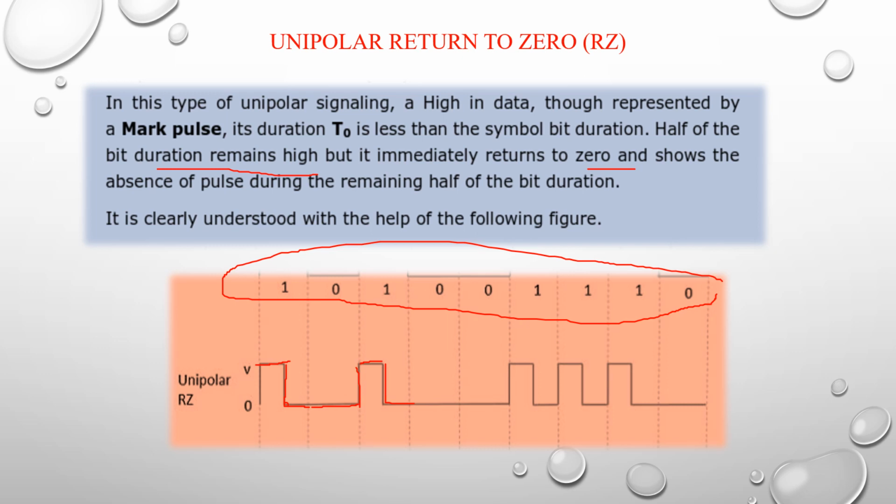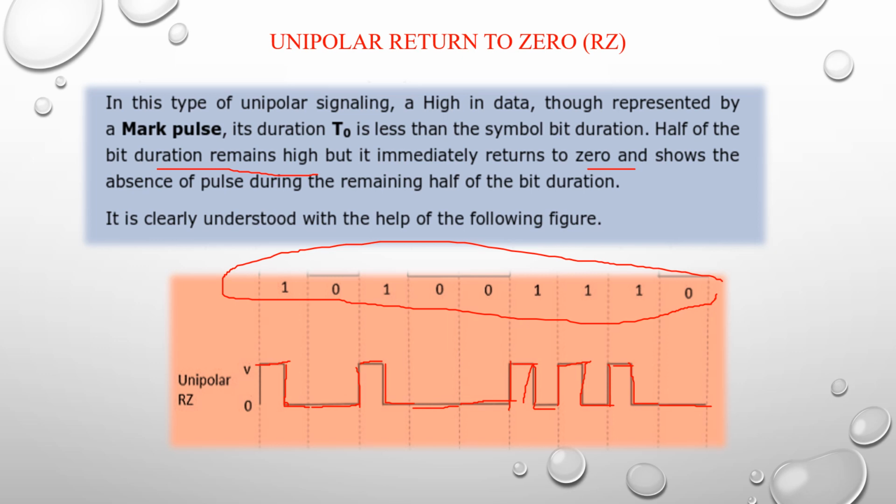Next bit is 0, you return as it is, and next bit is 0, and next bit is 1. So half of the bit duration is positive voltage level, and another half of the duration is returned to 0. And again next bit is 1, half of the bit duration is high, and another half is returned to 0, and next bit is 1 and half of the bit duration is high, and another half is returned to 0, and next bit is 0, you return as it is. So this is the line coding signal.